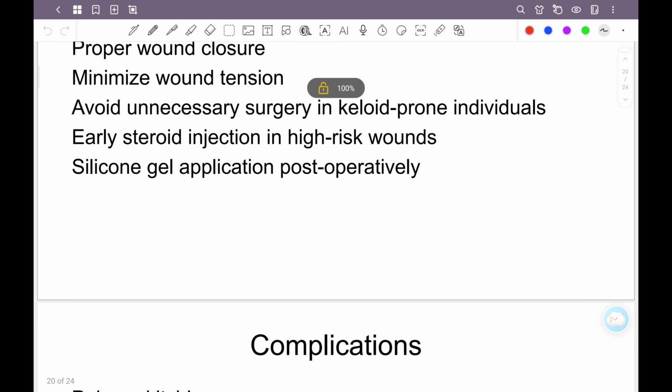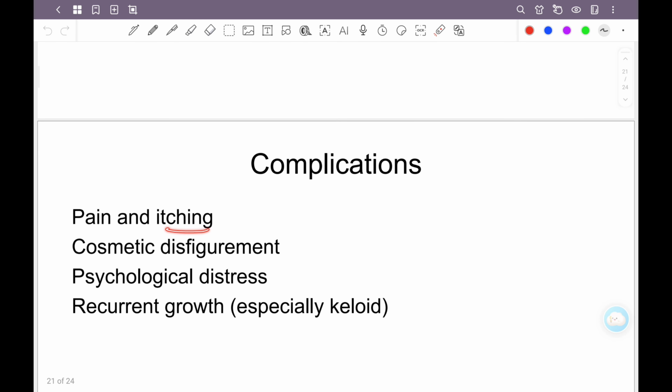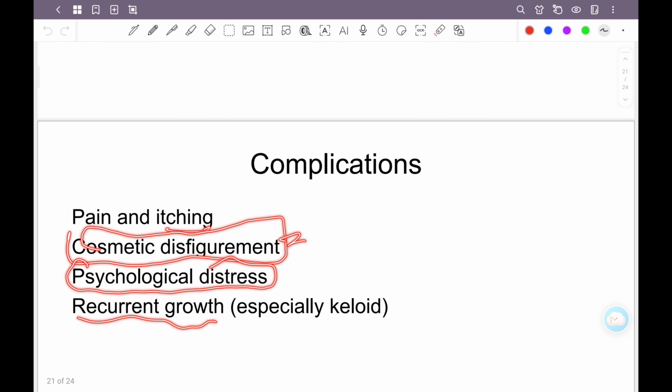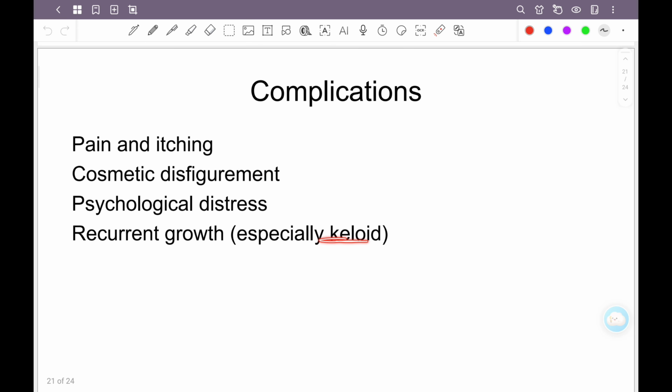So what are the complications? The main complications are pain and itching, but the main problem is cosmetic disfigurement in case of keloid, as well as the patient having psychological distress. And recurrent growth is more common in keloid.